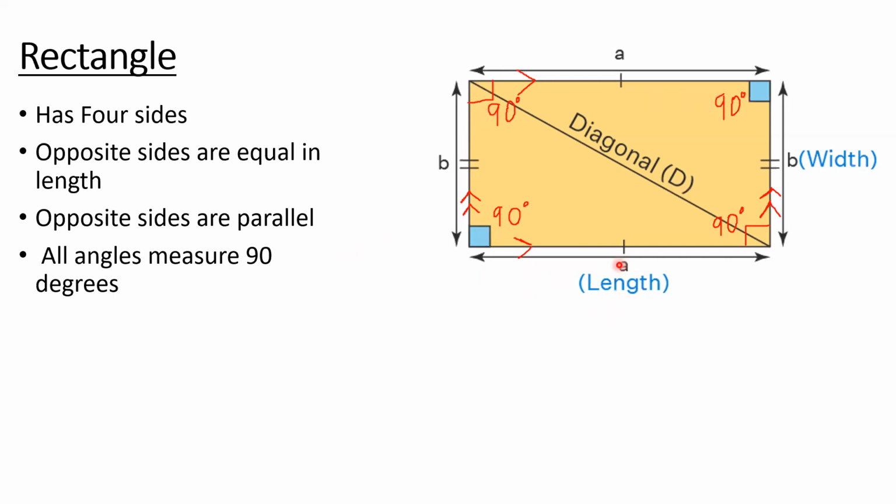The length is the longer side. The width is the shorter side for a rectangle. Now tell me, Olivia, what on this diagram shows that the bottom side and the top side are parallel? The single arrow. Very good.